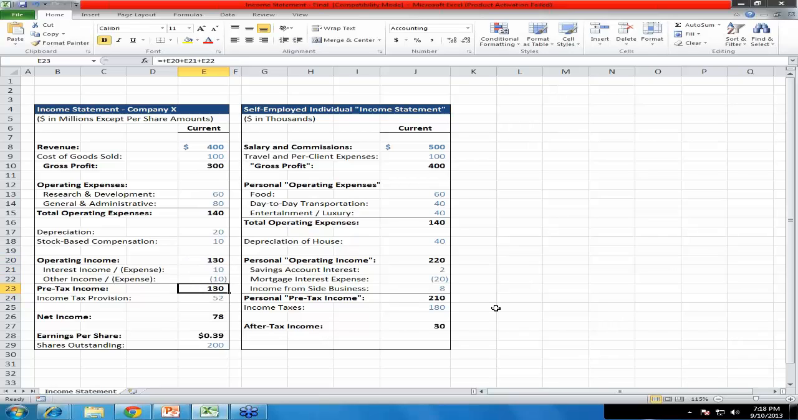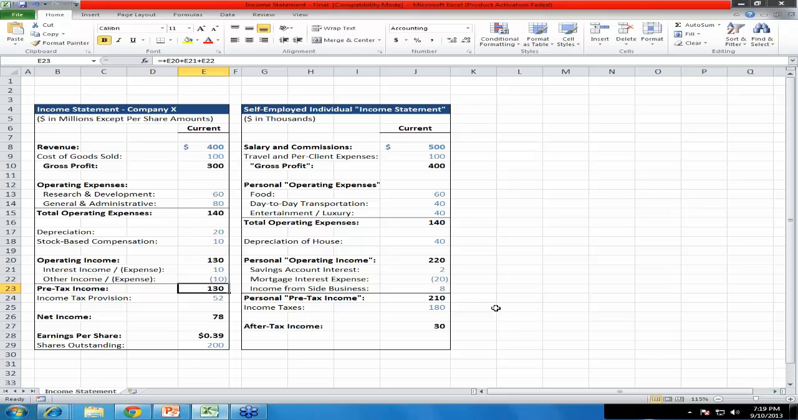Now, pre-tax income, as you can tell, we took out some expenses that we paid in cash, like the research and development and the general administrative. And then we also took out some expenses that we did not pay in cash, like depreciation. All these expenses, when they are taken out of the revenue, eventually bring us to pre-tax income.